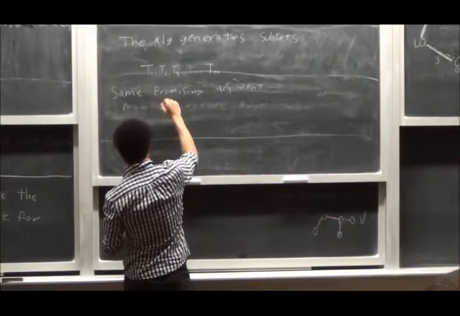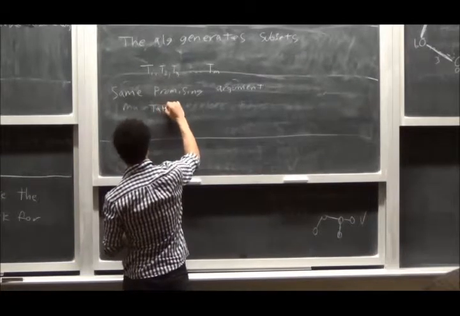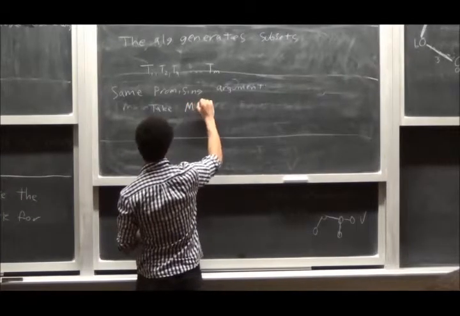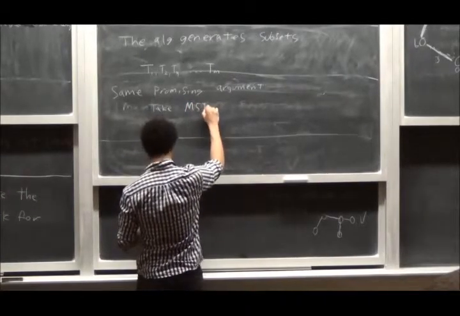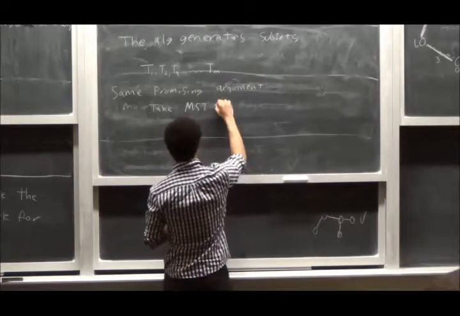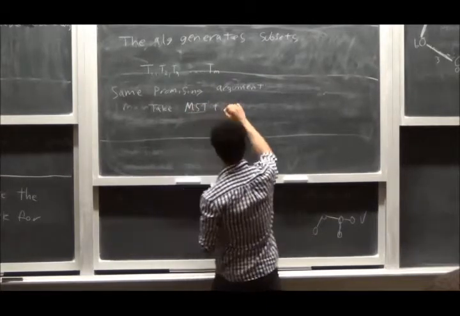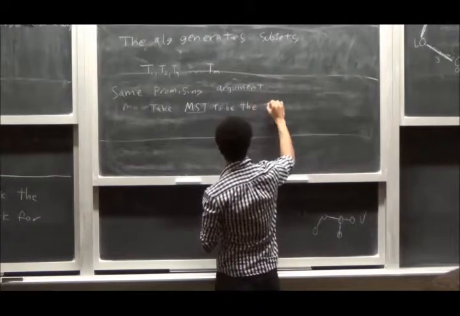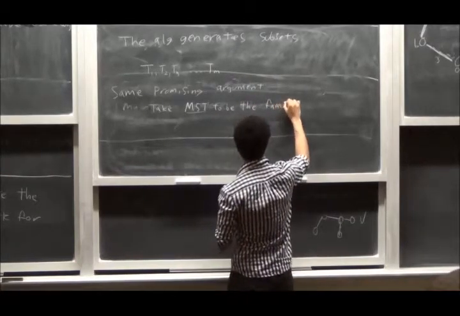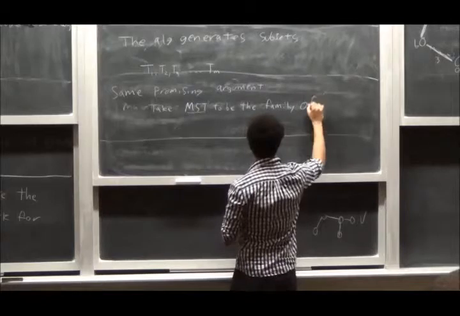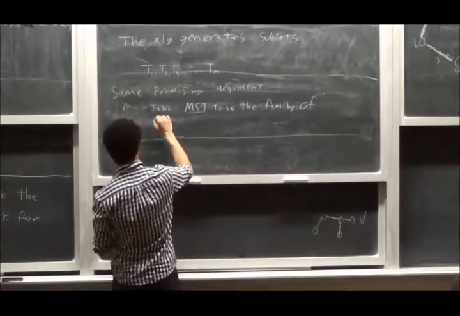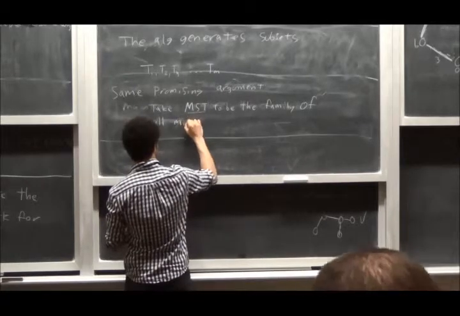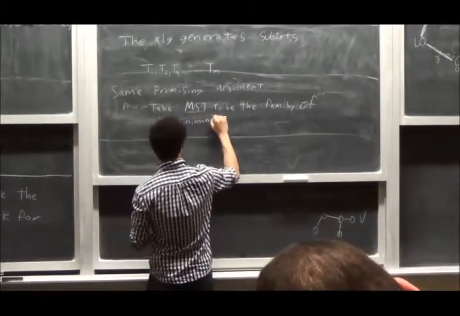we're going to take MST as a proper word to be the family of all minimum spanning trees.